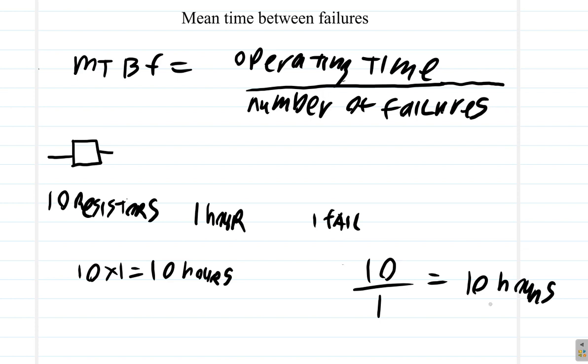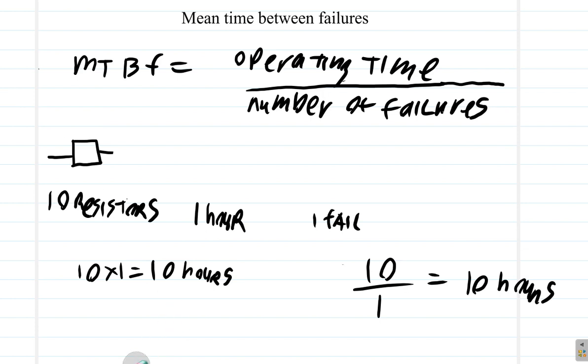If it was 1 resistor, 1 hour, 1 fail, then you would have 1 hour between failure. But it's 10 resistors being tested for 1 hour, and only 1 out of the 10 fail. Then you would expect each to last for 10 hours. The mean time between failure is 10 hours.